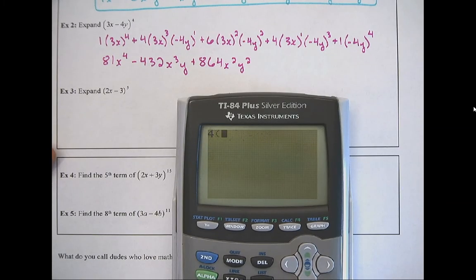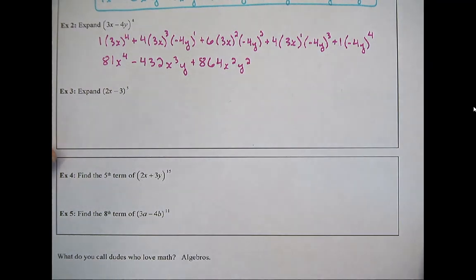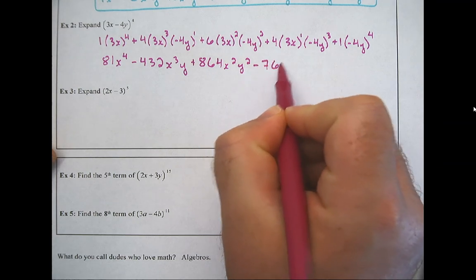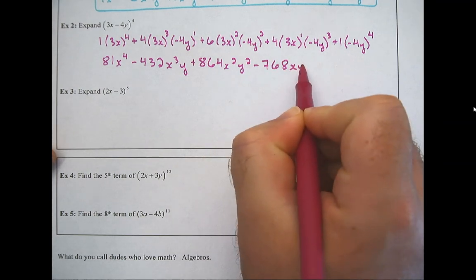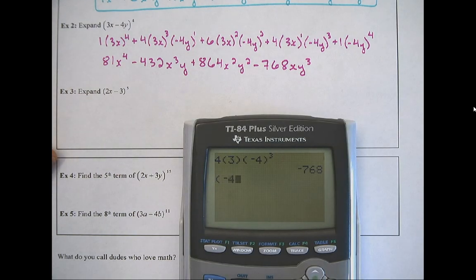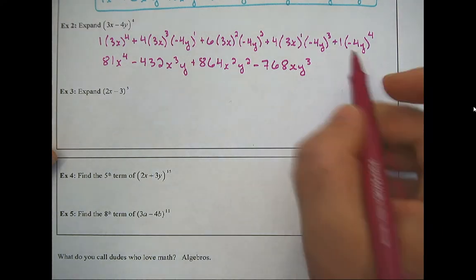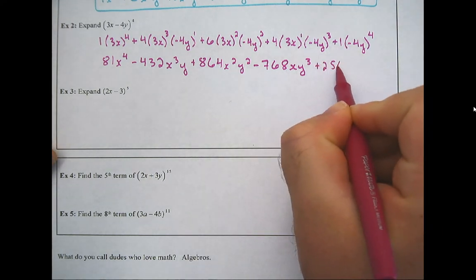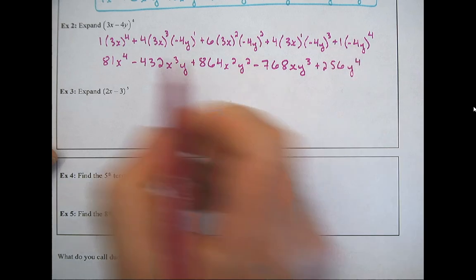So 4 times 3 times negative 4 to the 3rd, negative 768, 1 x, 3 y's, and then finally, negative 4 to the 4th. Notice I didn't put the 1 in there. You don't have to because the 1's not going to change anything. Plus 256 y to the 4th.